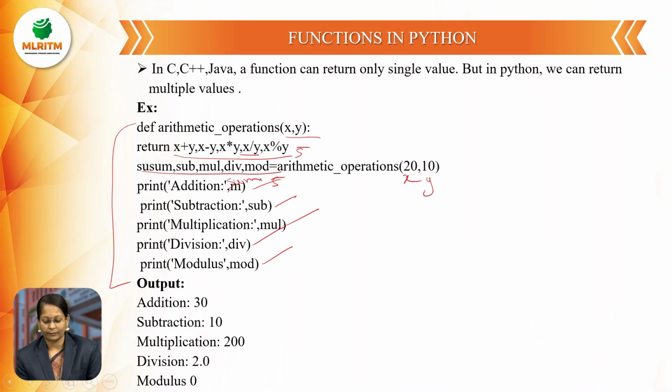Here sum. So for addition we got 30, for 20 plus 10; then 10, 200, 2.0. For modulus, the remainder is 0. We got the output like this. So in the return statement, we are returning 5 values, separated with commas. So this is the first value, second, third, fourth, and fifth. And again, to store these 5 values, we require 5 variables. That's why 5 variables are equal to the function name with the values.